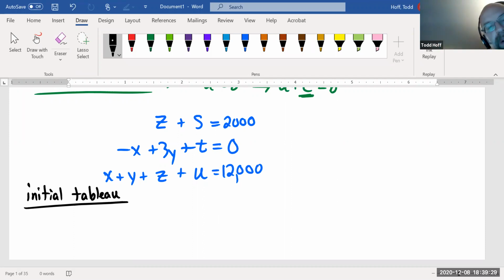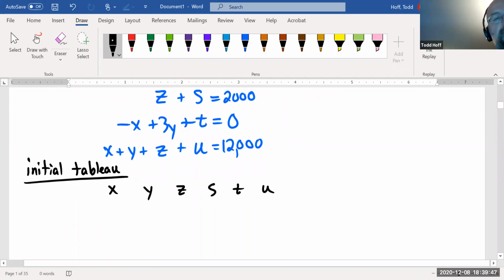The first line of our tableau, well, first of all, we have to have columns labeled. We're going to start out with our variables, x, y, and z. And then we have our slack variables, s, t, and u. I'm going to leave a little space. We're going to add one there in a little bit.